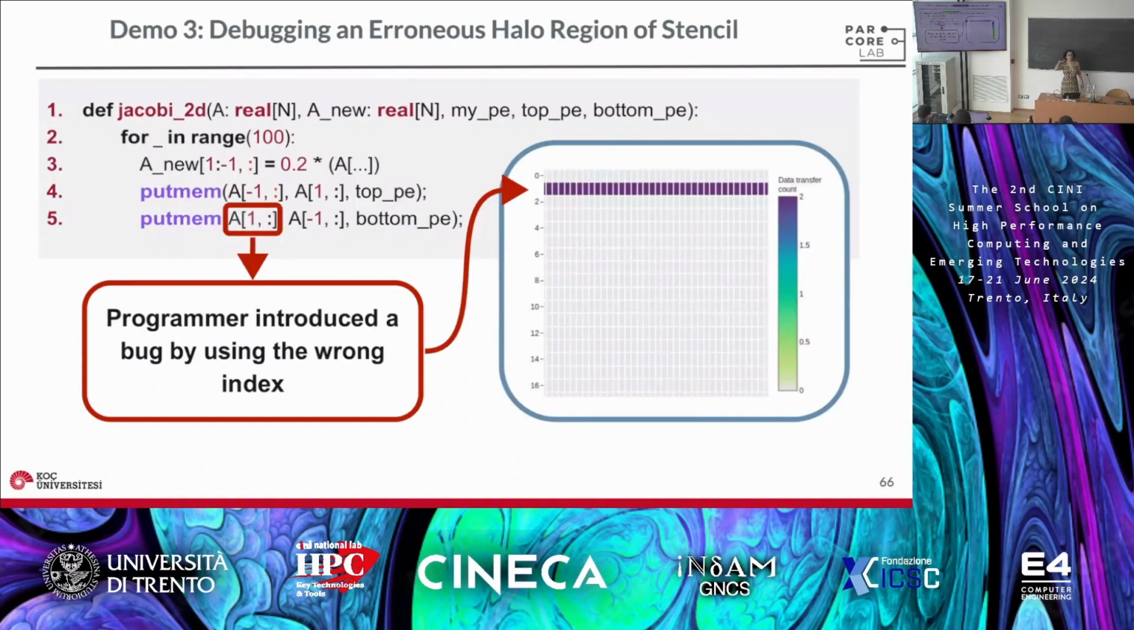If you're familiar with stencil, this nearest neighbor communication, you can easily mess up the indices and then access the wrong ghost cells or halo from your neighbor. So this illustrates that problem. Instead of accessing index 0, this accesses index 1, which can be seen in the visualization of 2D objects.